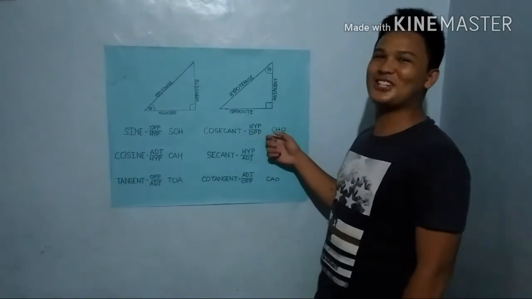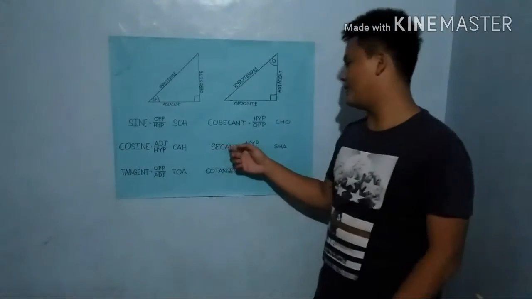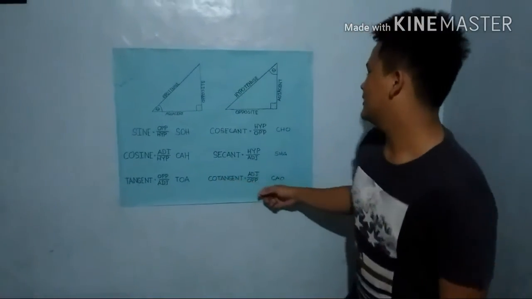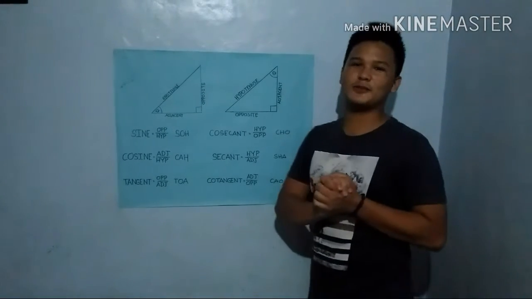Cosecant stands for the abbreviation CHO. Secant stands for the abbreviation SHA. And cotangent stands for the abbreviation CAO. Now let's move on to our example.